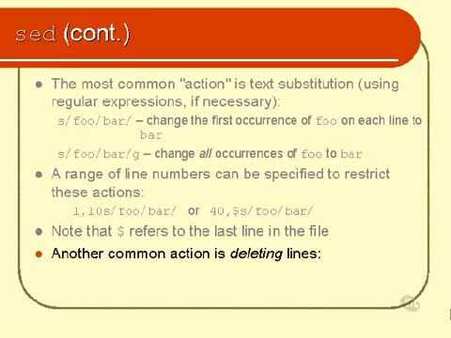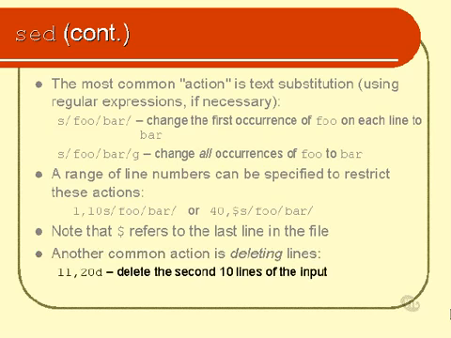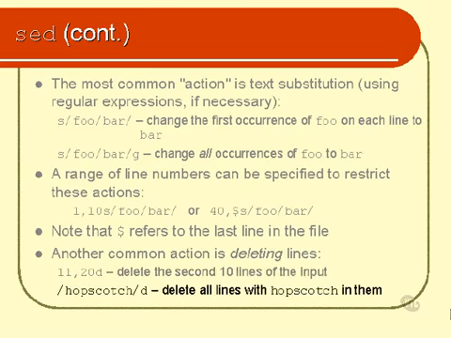The second action, I've shown you one action so far, the action of substituting. Another common action is deleting lines, and that is done like so. Delete lines 11 to 20. That's a very simple one, or alternatively, if you like, /hopscotch/d. Delete all lines with hopscotch in them.